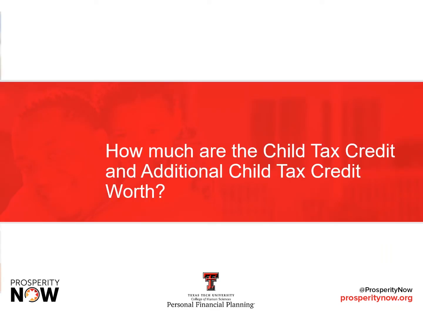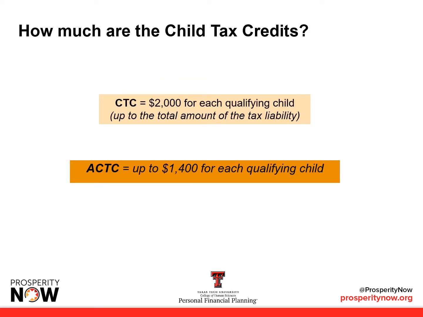So let's talk about how much these credits are worth. The CTC is $2,000 for each qualifying child up to the total amount of the tax liability. The ACTC is up to $1,400 for each qualifying child.